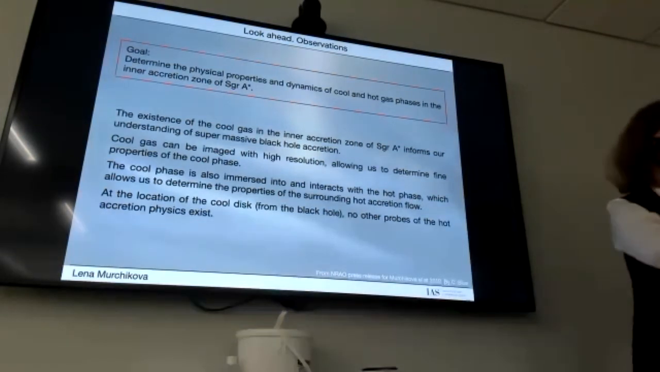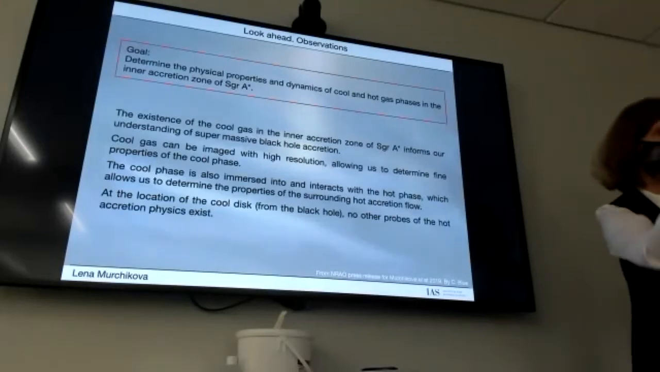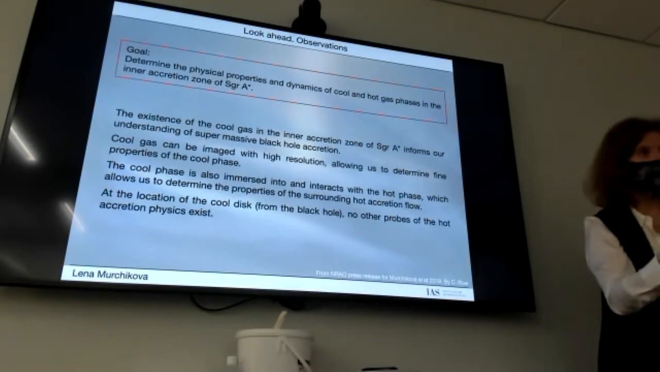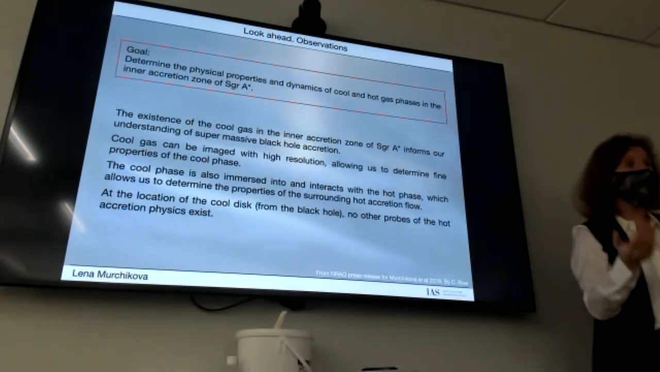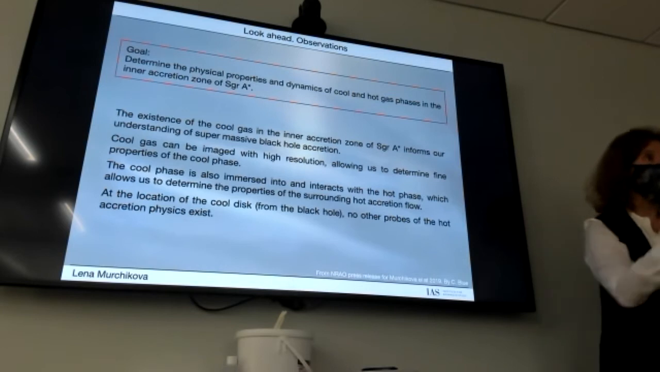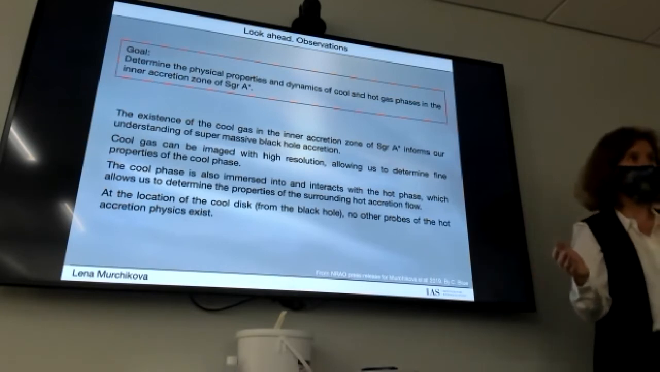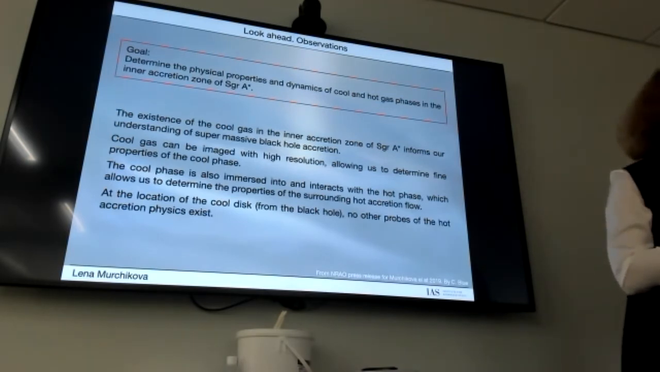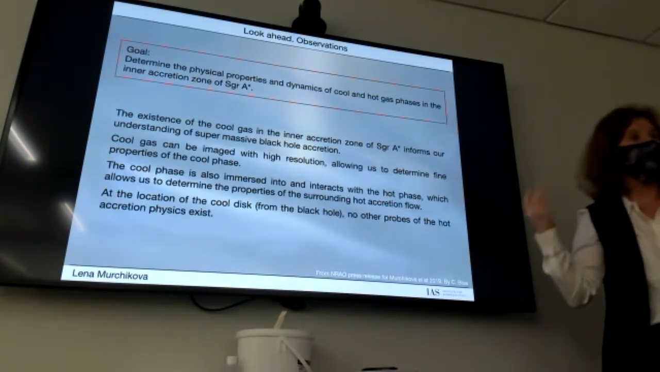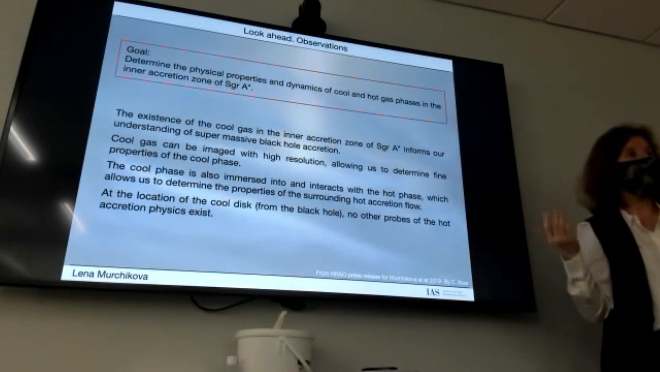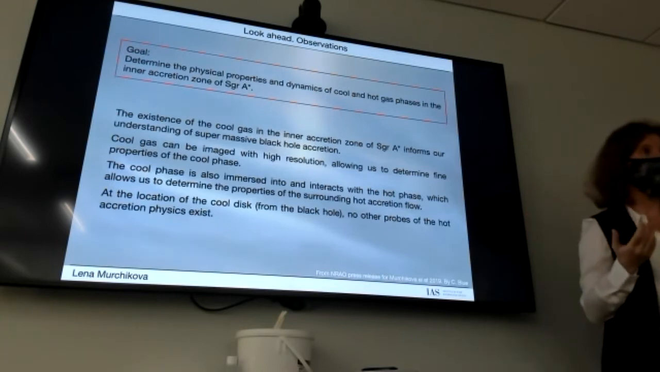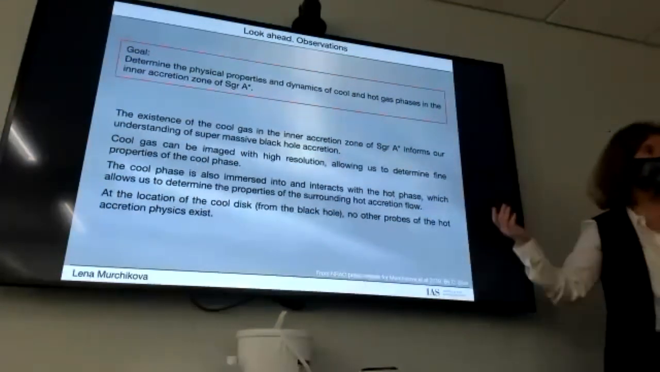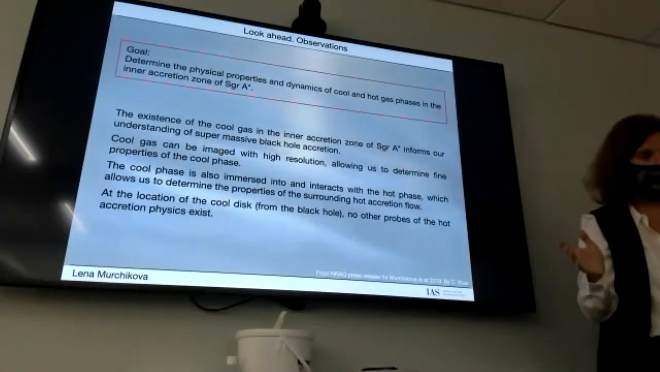And when we know the structures of the disk and the sort of interactions it's going through, we'll be able to figure out what sort of forces are acting in it. Knowing the density of the clumps, we'll know the density outside of those clumps as well, because they're supposed to be in equilibrium to survive. Also, cool gas can be imaged with much higher resolution than X-rays. X-rays are terribly difficult to focus, and this we can focus quite successfully.